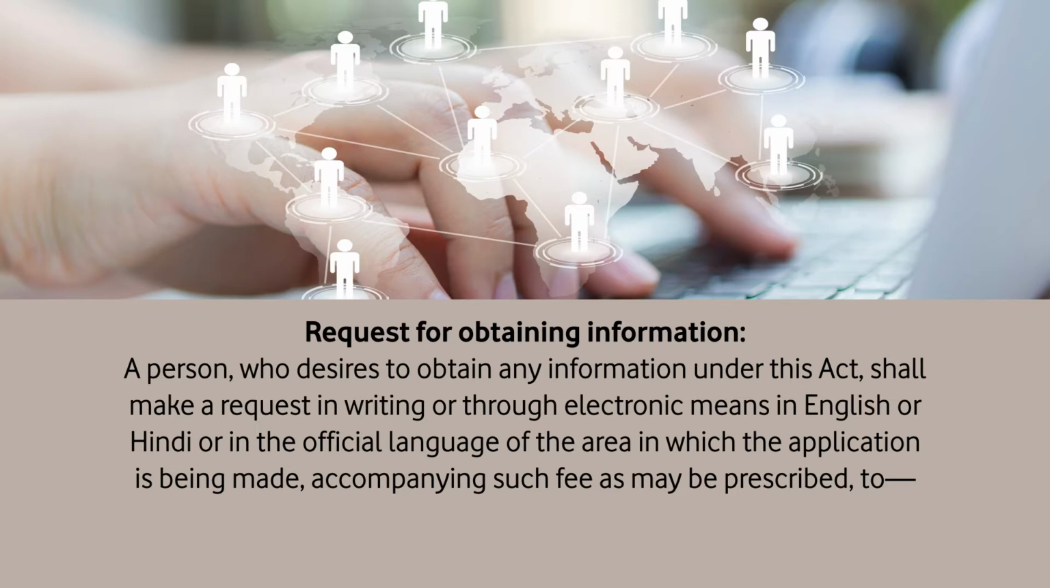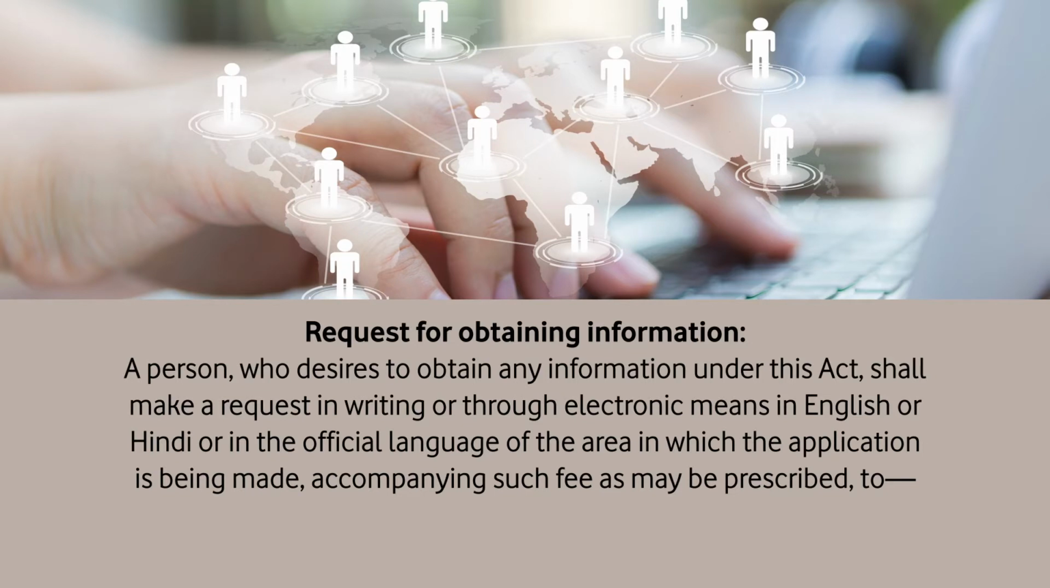So, first is request for obtaining information. If any citizen of India wants to ask any information under the RTI Act, then what will be the procedure? A person who desires to obtain any information under this act shall make a request in writing or through electronic means. RTI can also be filed online in English or Hindi or in the official language of the area in which the application is being made. A very important provision, that it can be in English, it can be in Hindi or the official language of that area.